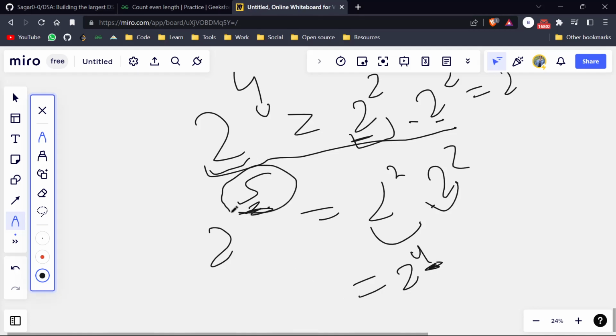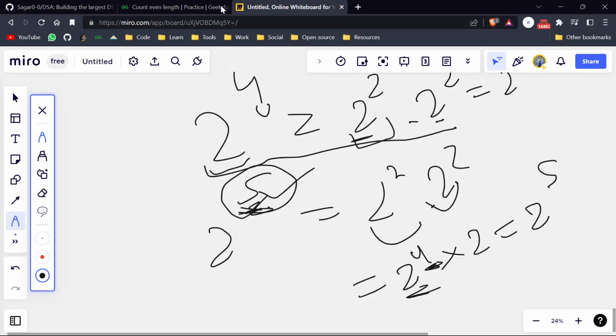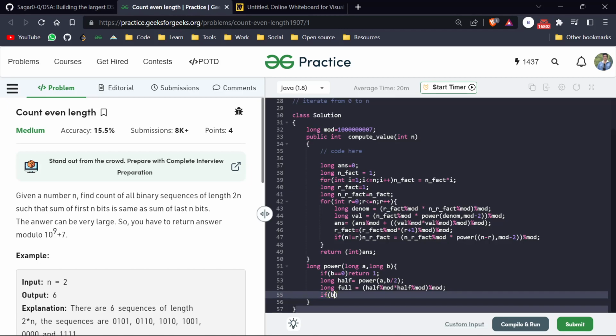If our power is an odd value, then we will just multiply this answer with one more 2. That will be equal to 2 to the power 5. So what is our power? That is your b. So if b mod 2 equals 1, that means this is odd.